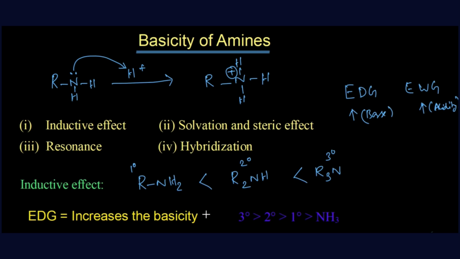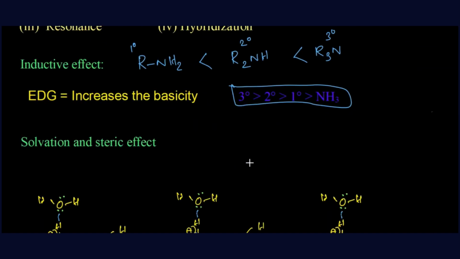So we learned the inductive effect. This is the order: the tertiary amine will be highly basic in nature, followed by secondary, primary and ammonia. Next we will move to the solvation and steric effect.